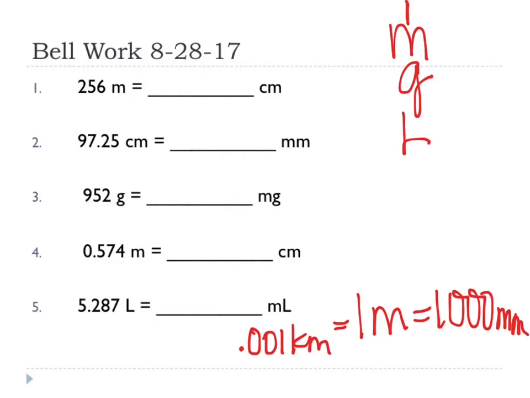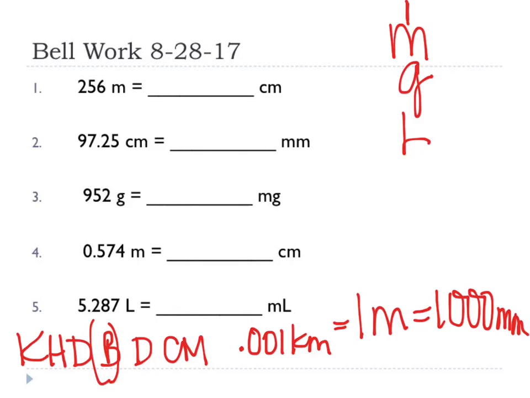King Henry died by drinking chocolate milk. By is our base. That is our meters, grams, and liters. So then you have to decide which way we are going to move the decimal. Each one of these is tenths, hundredths, thousandths, and tens, hundreds, thousands. Okay? So, 256 meters, how many centimeters would that be?